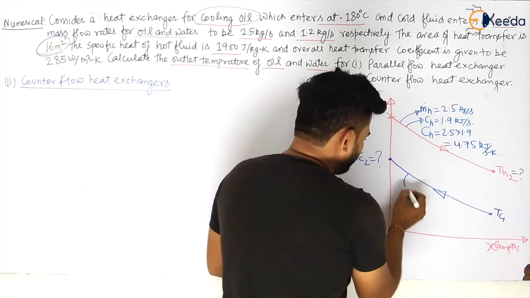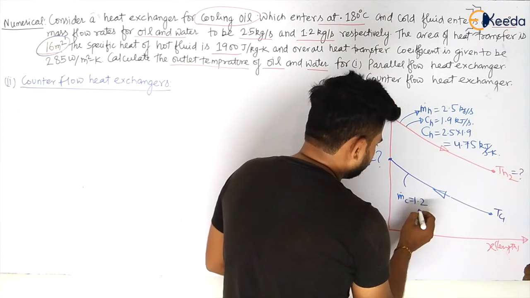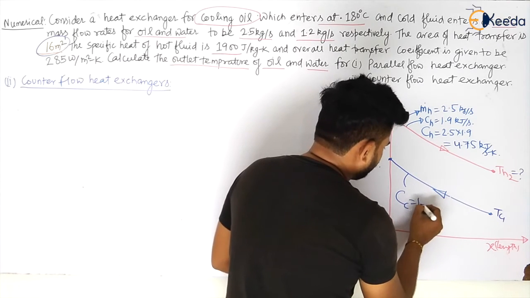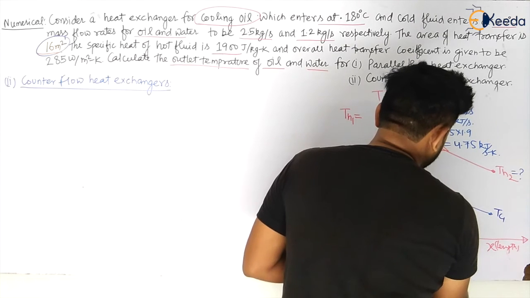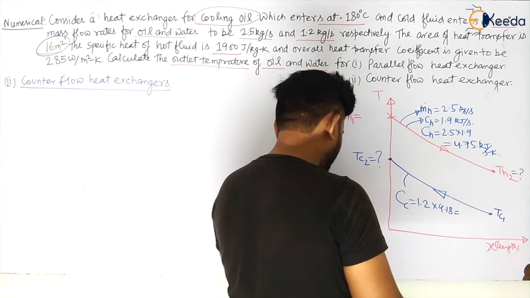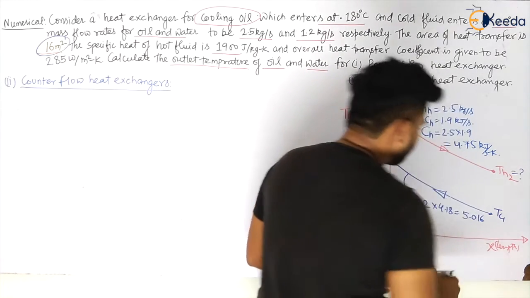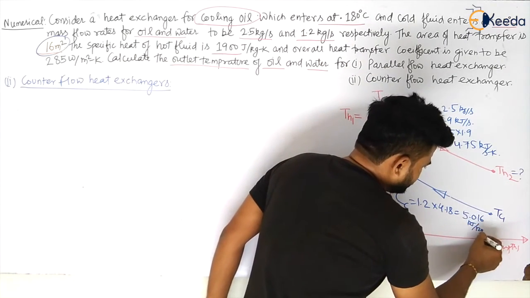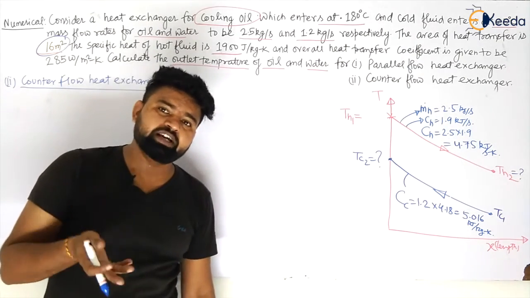Okay. We know m dot c is 1.2 kg per second, and let us directly calculate the value of Cc. So this will be 1.2 multiplied by the specific heat, 4.18, which is 5.016 kilojoule per second Kelvin, my dear students. So Cc we have already seen for the parallel flow.